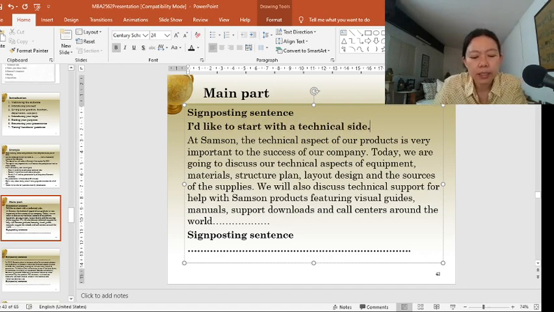So this is the signposting for introducing the topic I would use. I'd like to start with the technical side, and then I will start presenting the content, the information that I have prepared, until I'm about to end my first topic. So I'm going to give another signal to my audience saying that I'm going to finish this topic. So I will use signposting for finishing one subject. I will use something quite short here.